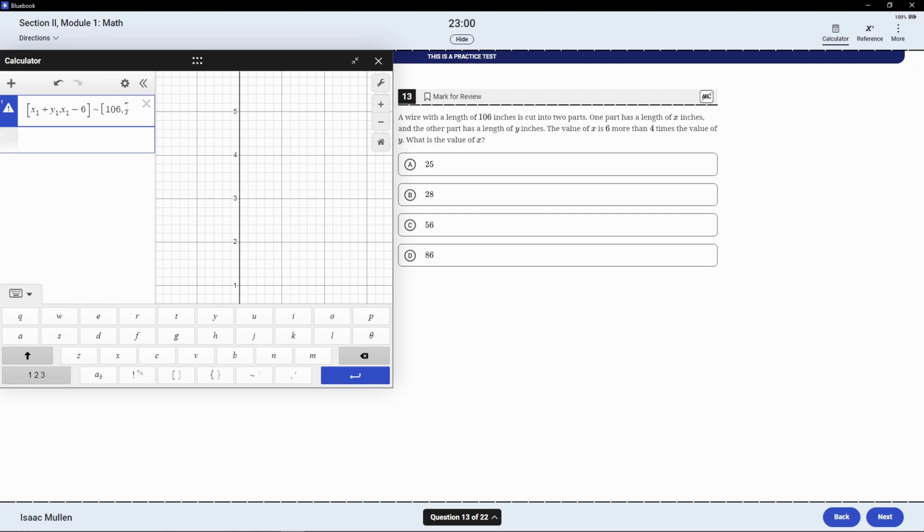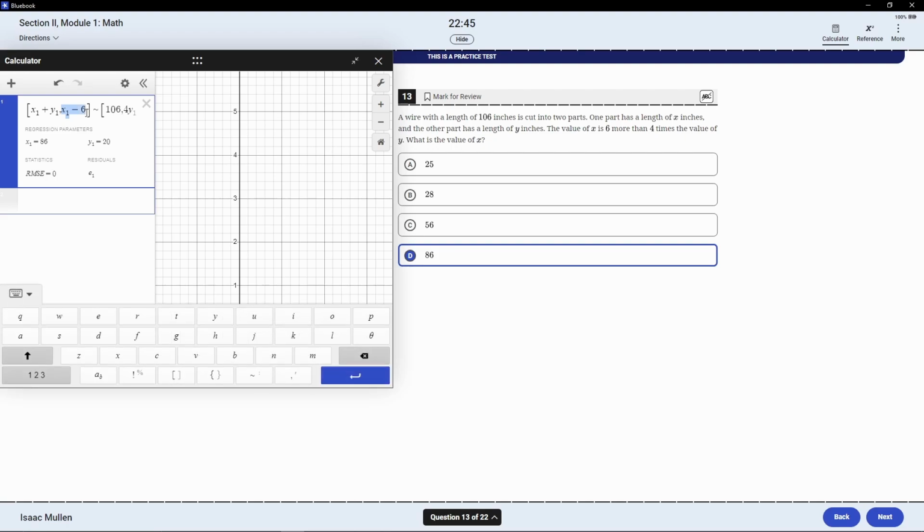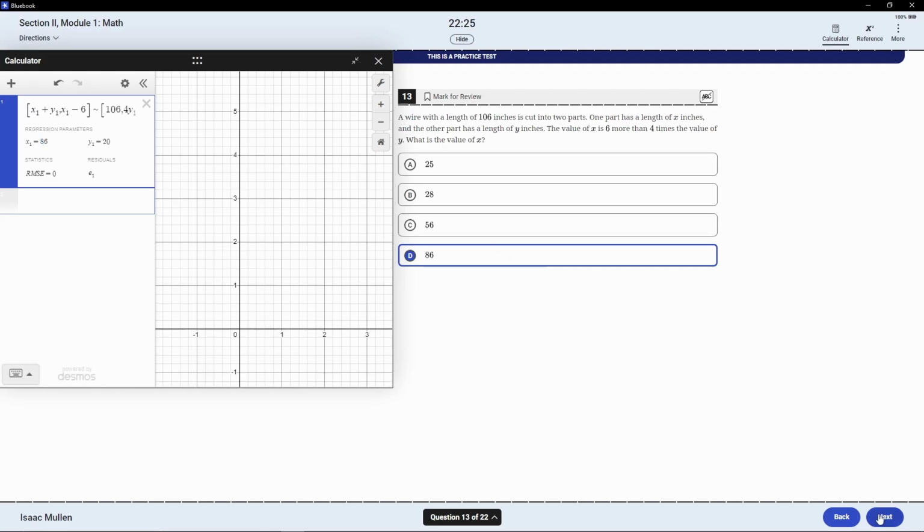x1 minus 6 is more than 4y. All right. What is the value of x? Well, the value of x is shown here as 86. Now, x minus 6, this is our equation. The value of x is 6 more than 4 times the value of y. We have x1 minus 6 as x is 6 more than the value of 4y. And this gives us our nice numbers. X equals 86.